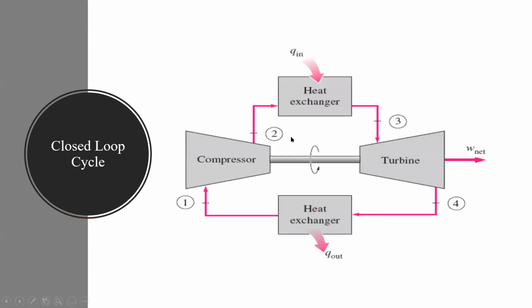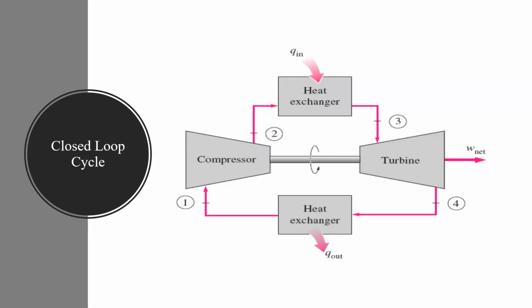Now, has everyone understood? Closed loop cycle, closed turbines. The closed loop cycle gas turbine is one of the important points in the gas turbine power plant. This plant is defined by Brayton, so this cycle is also called the Brayton cycle. A closed loop gas turbine power plant operates on the Brayton cycle. Brayton was one of the engineers.